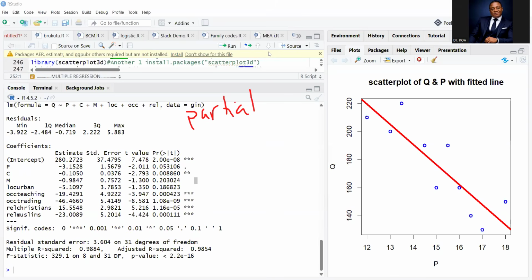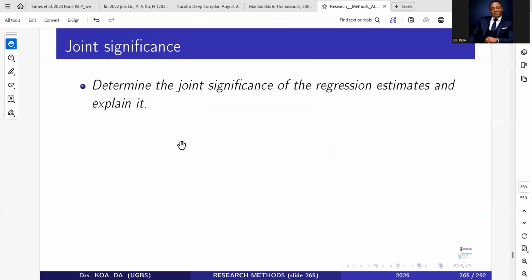That takes us to the next question. Okay, so the next question is going to combine them. So let's look at how that actually works when you combine them. The question is, determine the joint significance of the regression and explain it. In other words, are the coefficients jointly significant? Write it down. You forget.